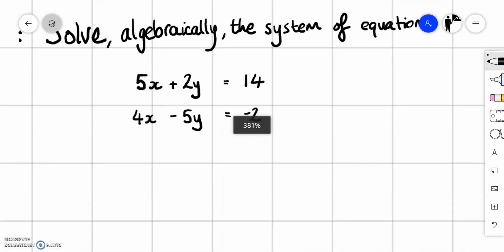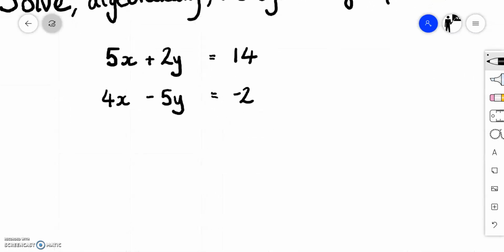And you can see we've got two equations. 5x plus 2y is 14. 4x minus 5y is minus 2. Hopefully you can see that in both equations there are two things that we do not know. We need to work out what is x and what is y. There's different ways that you can go about doing this. What we want to do though is we're going to use the process of elimination.